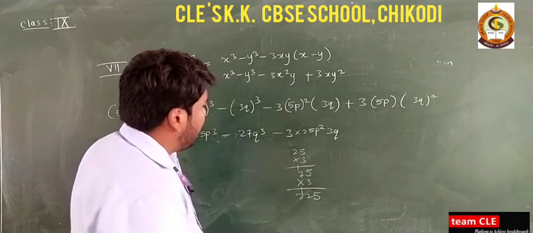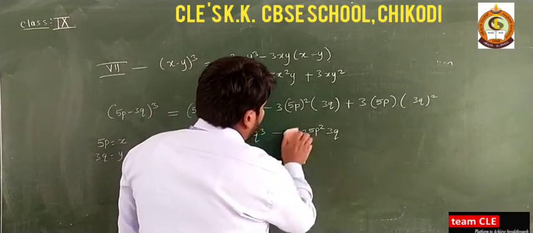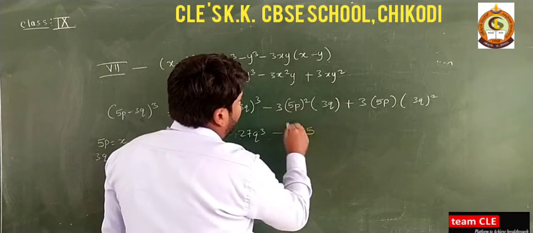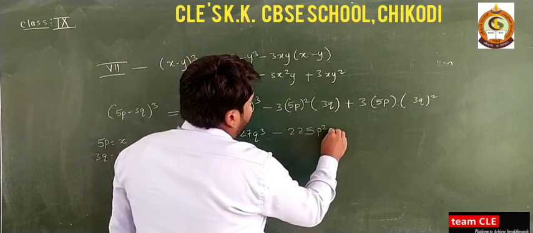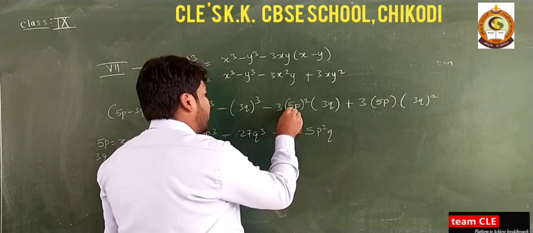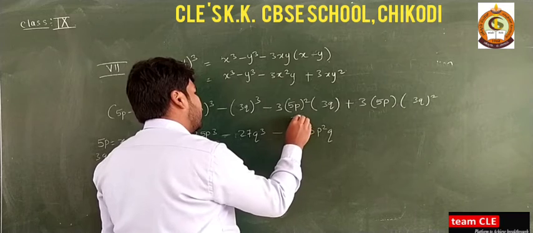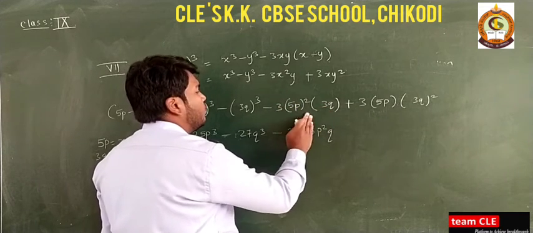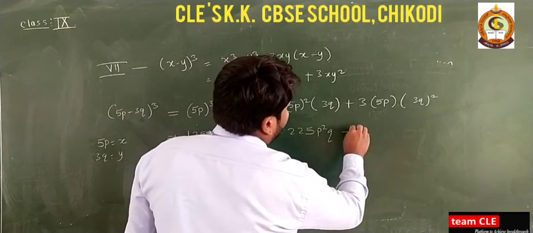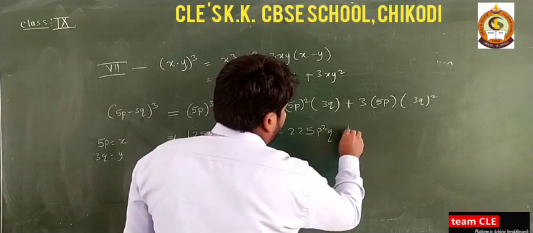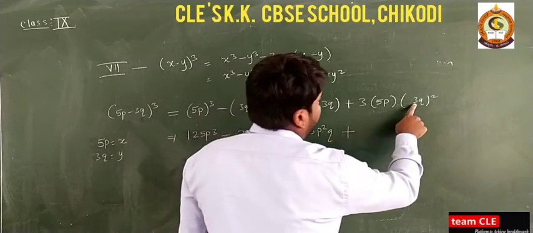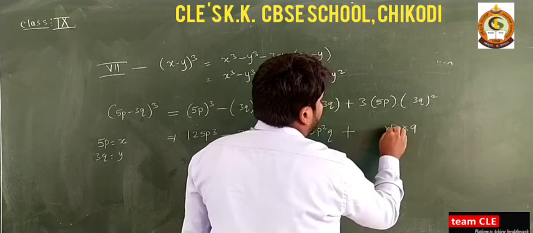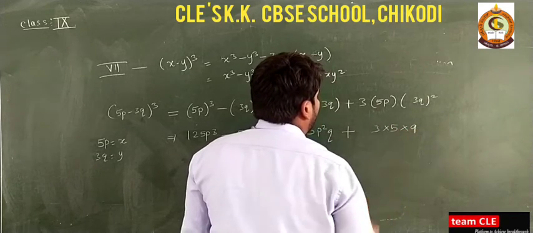So you can write this as 225p²q. How is it 225? First you need to find 5 squared. 5 squared is 25. Okay, so 25 into 3 is 75. 75 into 3 is 225. Similarly, plus, this is 3 squared. 3 squared is 9. Okay, and this is into 5 and this is into 3. So 9 5s are 45.